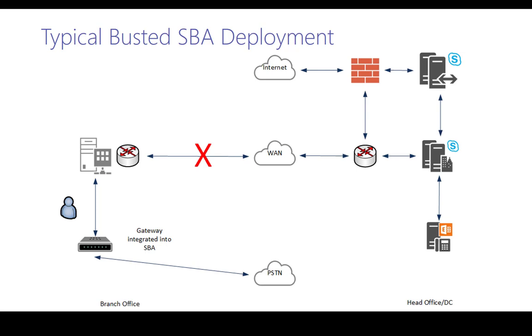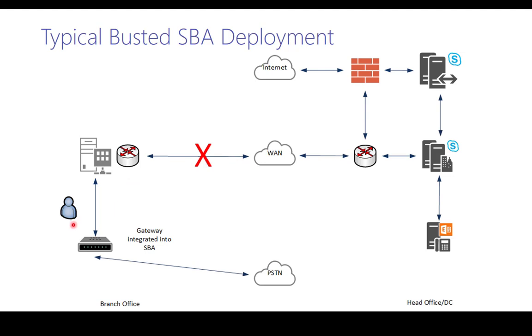So this is a typical busted SBA deployment. Our WAN is down. Our user here is now going to go into limited functionality mode. They don't have any of those audio conferencing functions that we talked about. Video conferencing, meetings, PowerPoint presentations, that's all done over here on the right-hand side in the Skype pool, and they are not reachable over the WAN.